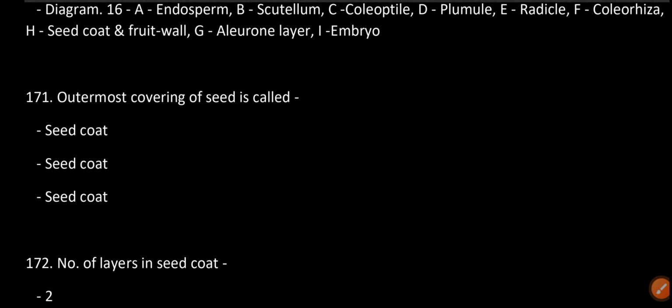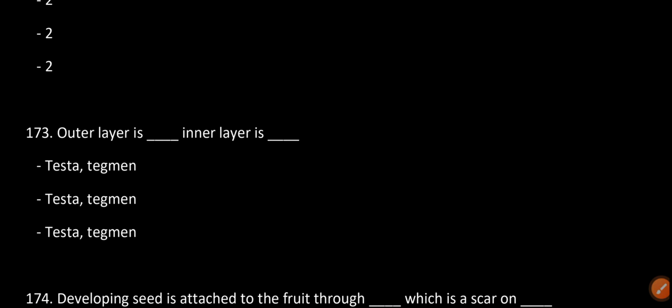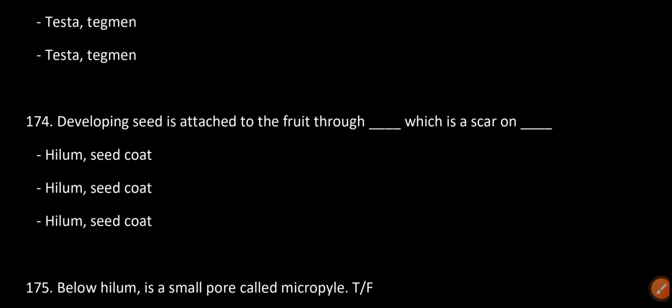The outermost covering of the seed is called the seed coat. Number of layers in the seed coat: 2. Outer layer is dash and inner layer is dash. Outer layer is testa and inner is tegmen.